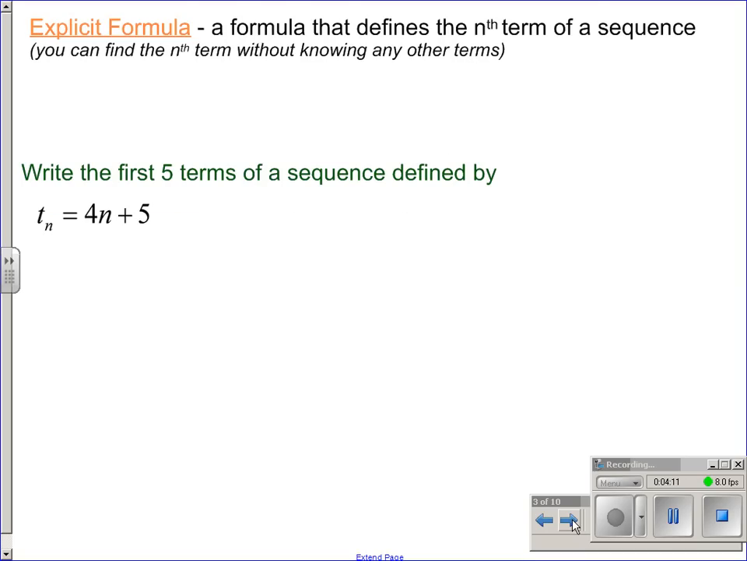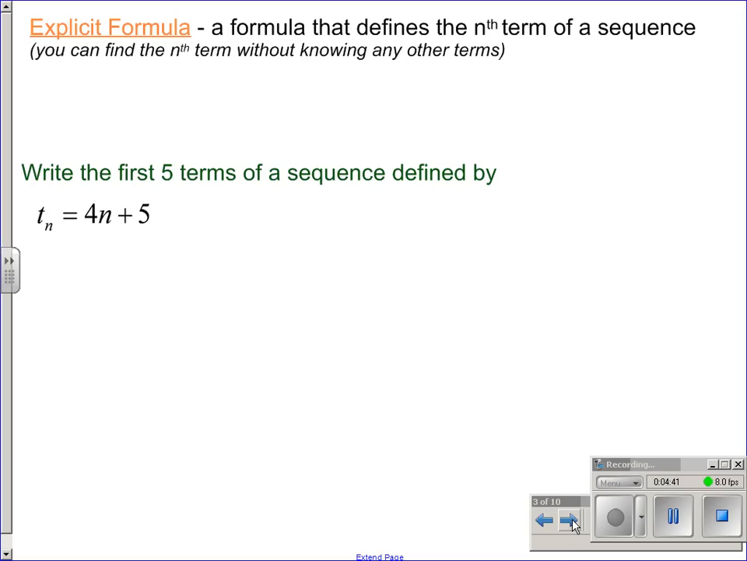All right, to get a sequence, there are 2 types of formulas. The first one is called an explicit formula. Basically, what that means is you can find the 10th term without knowing anything else other than the formula. You could find the 100th term, the 10,042nd term, it doesn't matter. You can just jump to that term number to find the term value. And this is where the first term usually comes into play.